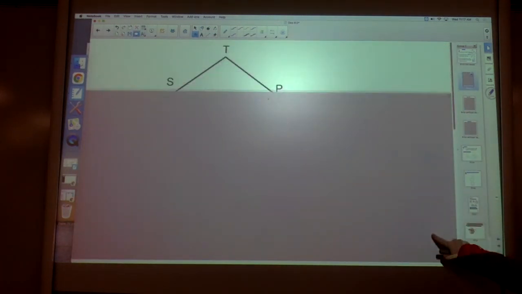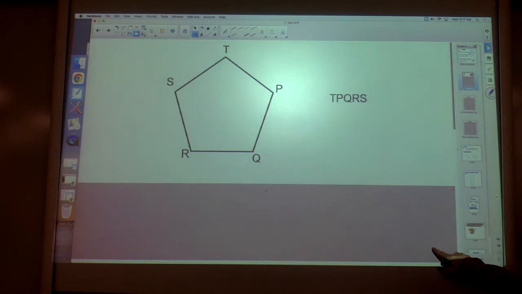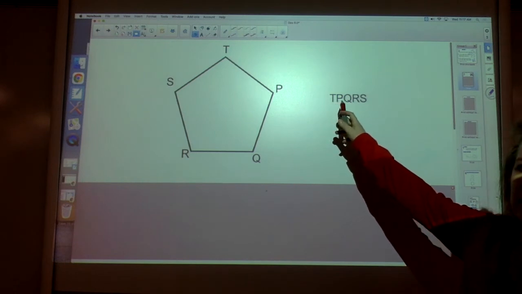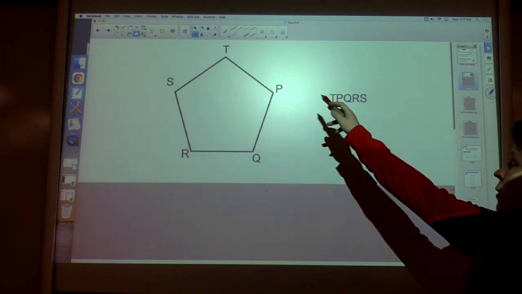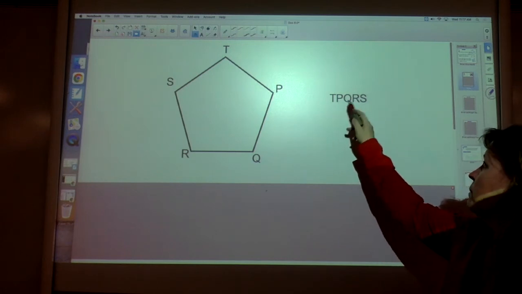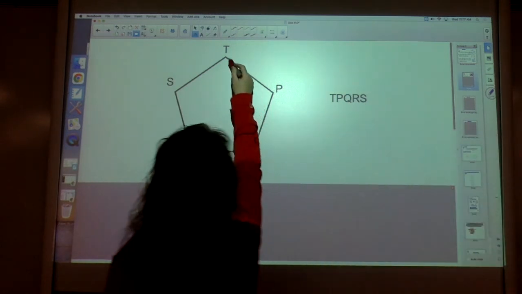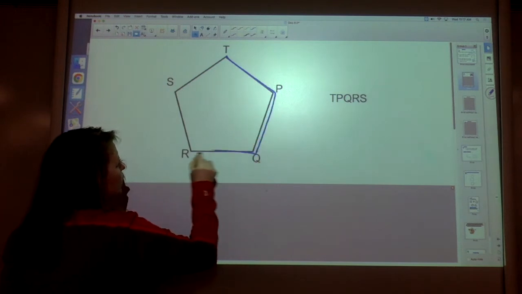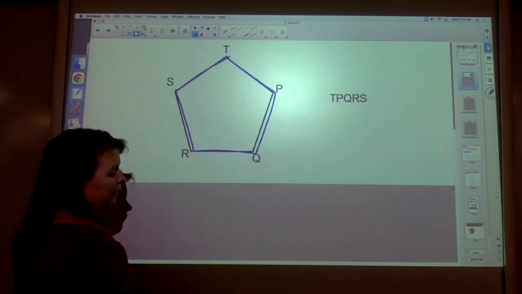Next up, when you name a polygon, this is a 5-sided figure. When you name a polygon, you start with one vertex. It doesn't matter which one. In this case, you started with T. But it does have to go in order after that. T, P, Q, R, S. So you could name this T, P, Q, R, S. And then it would go back to T.